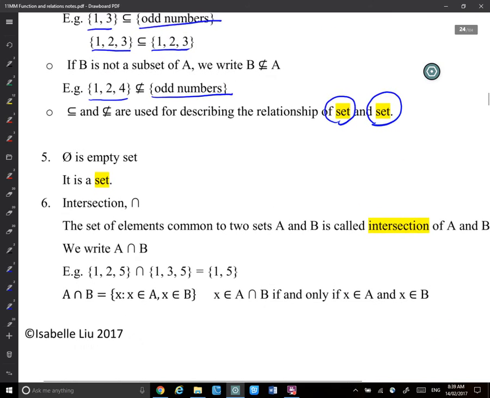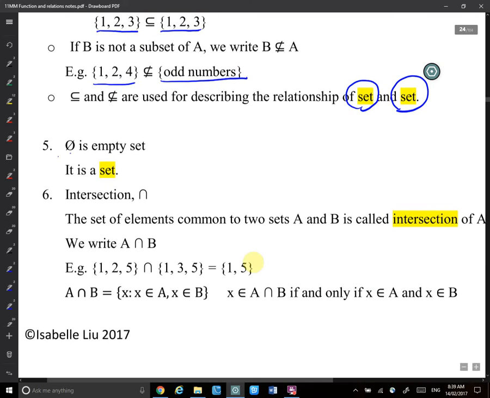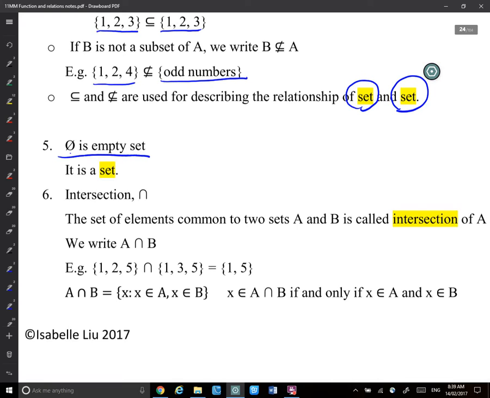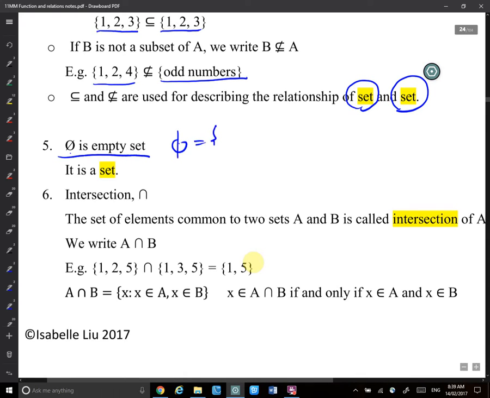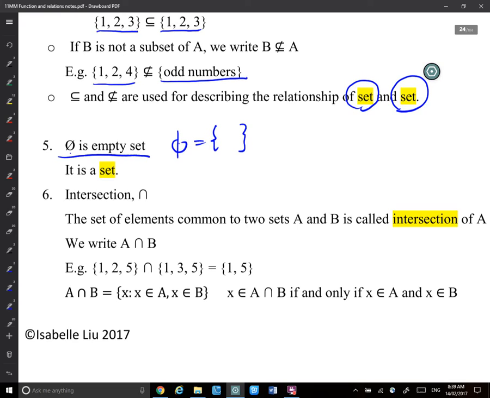Number 5. This symbol is the empty set. So what is an empty set? An empty set means there's nothing inside, not even 0. If you have 0 in the set, it means the set contains 0. But an empty set means there's nothing in the set, so we just have these 2 curly brackets, and that represents the empty set.